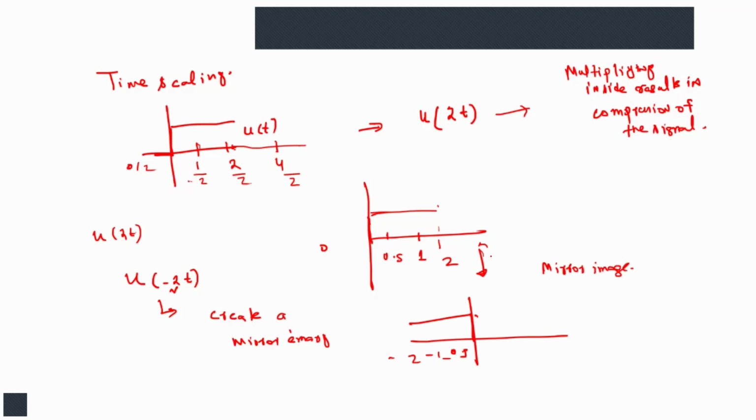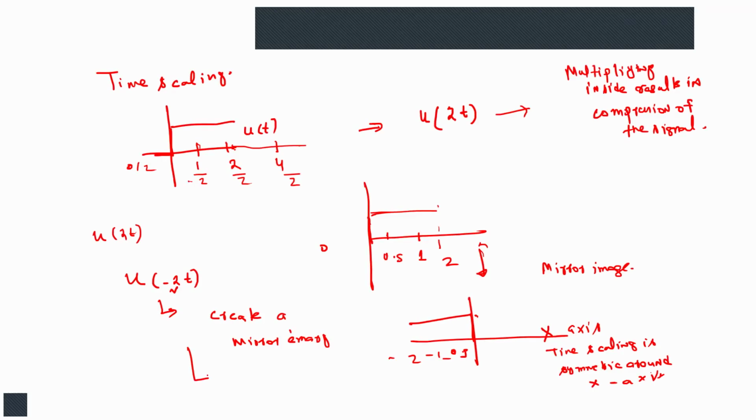Also notice that whenever you are performing a time scaling operation, it is symmetrical around the x-axis. You notice here this is the x-axis. So time scaling is symmetric around the x-axis. Okay, so this was about time scaling, and this operation x of minus t, u of minus t, is basically called the folding operation.